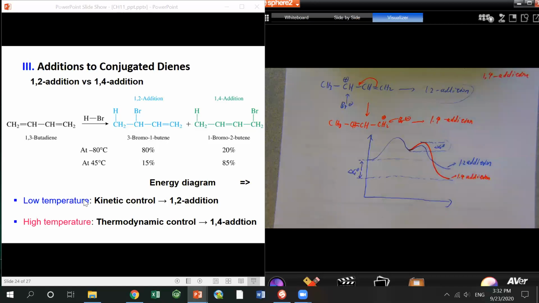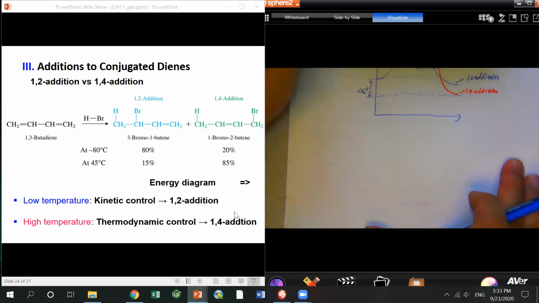So that's something to keep in mind. For you guys, just remember, if low temperature, normally I show minus 20, minus 30 degrees, 1,2 addition. And if high temperature, normally I show heat or 100 degrees or 80 degrees, you need to draw me the 1,4 addition product. So 1,4 addition is normally slower because it has a higher energy barrier, so that's why we need to give more heat to push it forward. But the 1,4 addition product is indeed much more stable than the 1,2 addition. All right, so I'll give you guys one example.